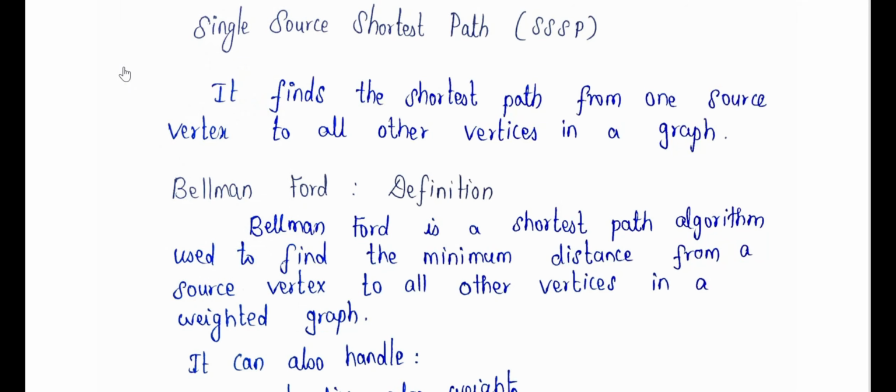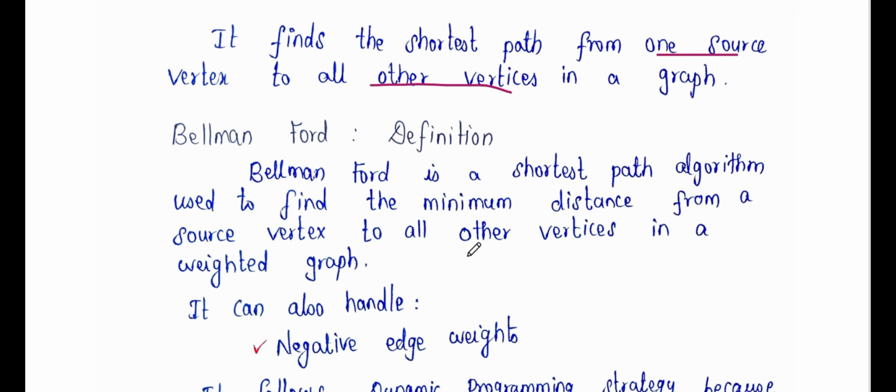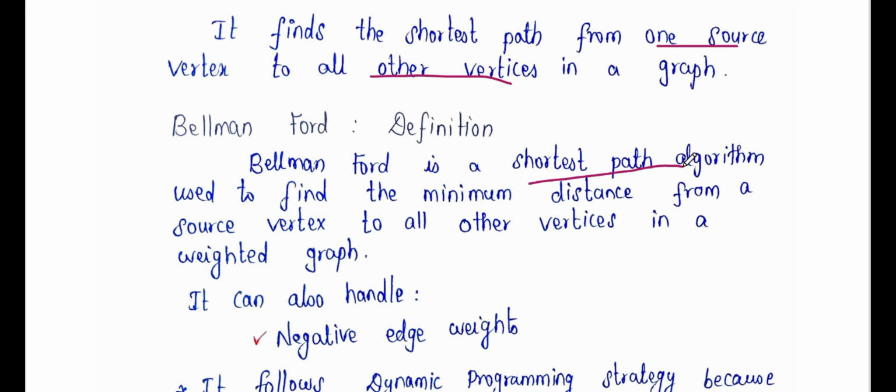Hi everyone. Today we will discuss the single source shortest path algorithm, simply called SSP. The algorithm name is Bellman Ford. Okay. Single source shortest path finds the shortest path from one source vertex to all other vertices in a graph. Bellman Ford is a simple shortest path algorithm used to find the minimum distance from the source to all other vertices in a weighted graph.